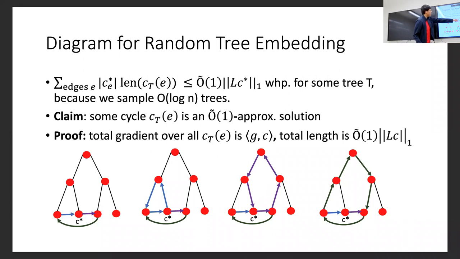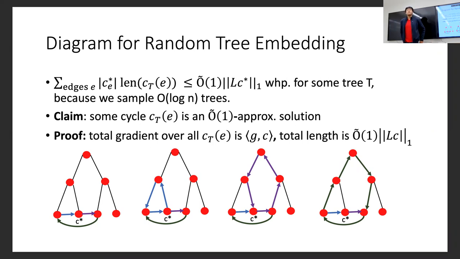So the total gradient of C and the sum of gradients of the C_Ts, the fundamental cycles, is the same. Additionally, the total length of the fundamental cycles has only gone up by an O tilde 1 factor. Therefore, by an averaging argument, one of these has quality at most O tilde 1 that of C. And that's the proof. Maybe let's stay on this slide because I think that's the last one. Let me take a couple of questions about this argument.